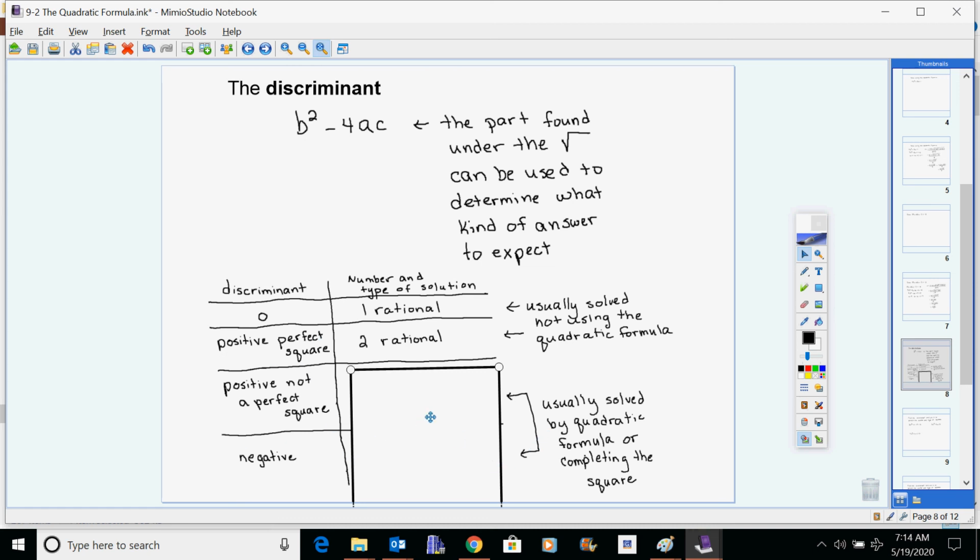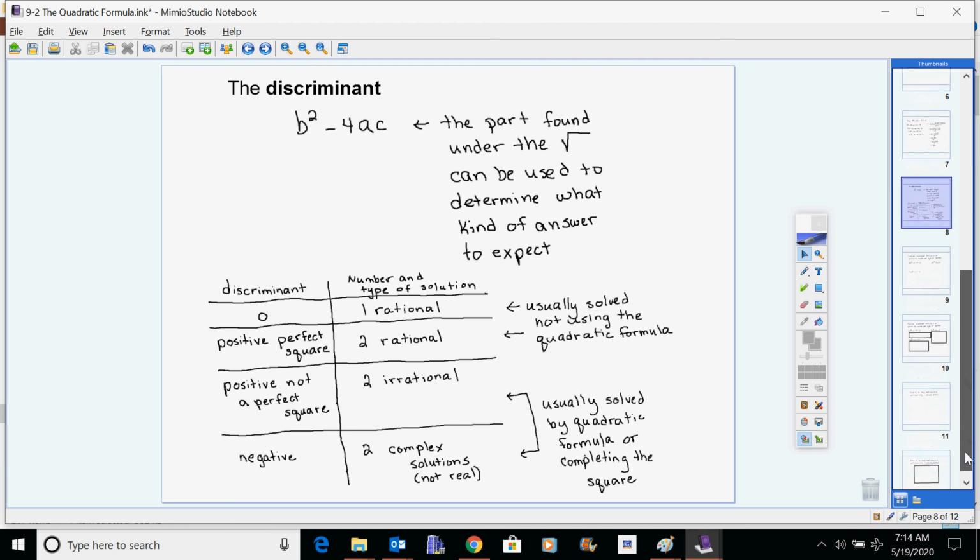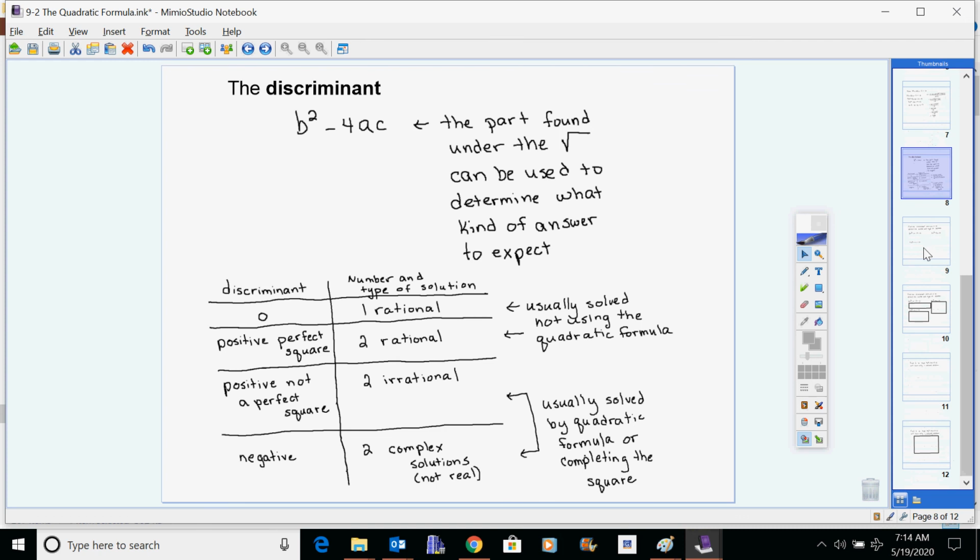If you have a positive that is not a perfect square, we end up with two irrational numbers. In other words, there'd be a root left in your answer after you simplify. And if you have a negative discriminant, you're going to have two complex solutions. In other words, there'll be imaginaries in your answers. Okay? These all intersect the x-axis if you were thinking in terms of graphing. This does not if you have a negative discriminant. So there are various different things you can tell by the discriminant.